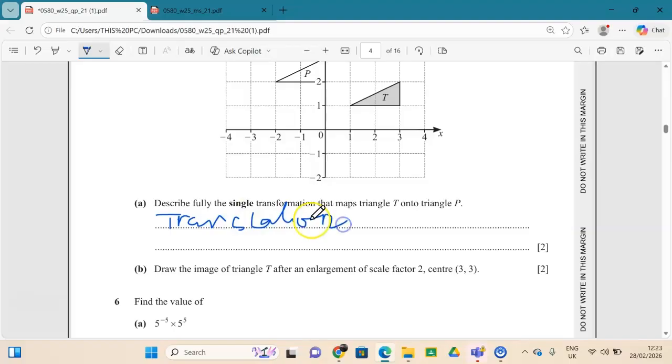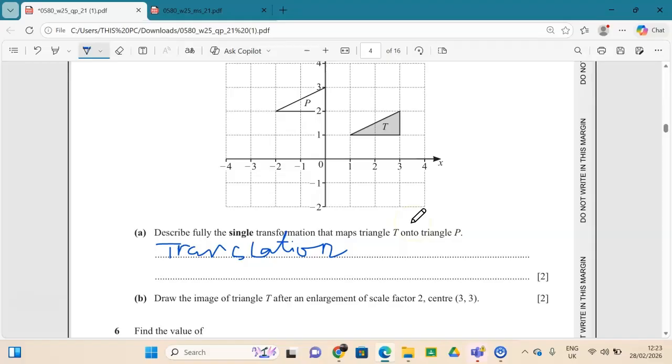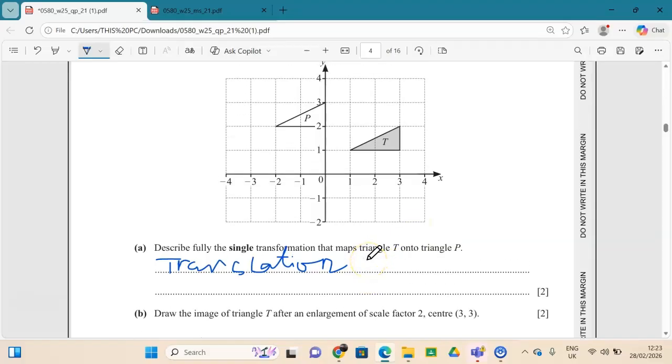So it is a translation. I've been able to identify that this is a translation. So what do I do? Describe fully the single transformation that maps triangle T onto triangle P. It's a translation, but we need to know the movement. We need this moved from here. Let's mark this particular point.